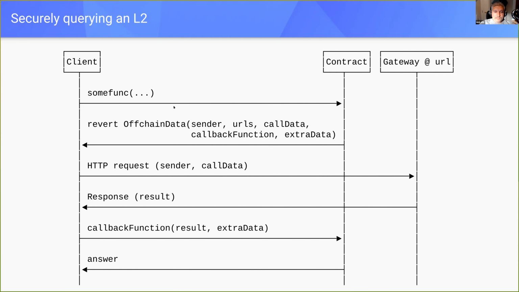So the whole system works starting the same way as any regular contract call. The client makes a call to some function on the contract, which would normally simply return data. But instead of returning data, the contract reverts with an error. And here we're using Solidity's recent support for custom errors to good effect, because this is a way for us to convey exception data. It's more an exception than an actual error.